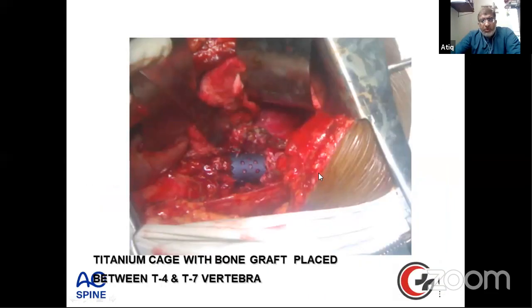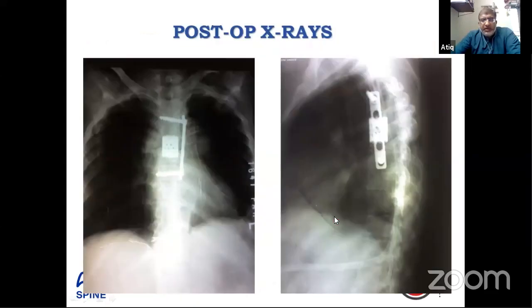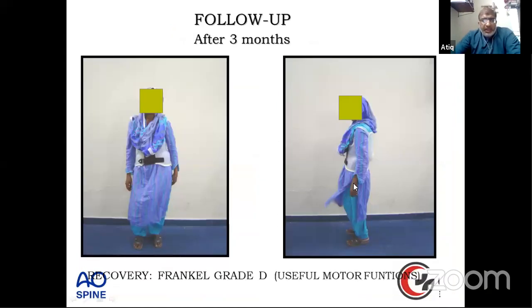So this is the cage. We placed it, put the plate on it. This is a simple DCP plate. You can use transpedicular screws also for doing this fixation. And the patient's neurology improved within 3 months.